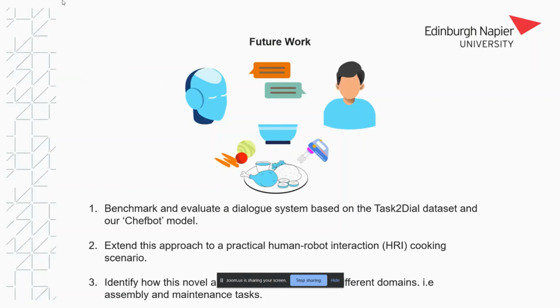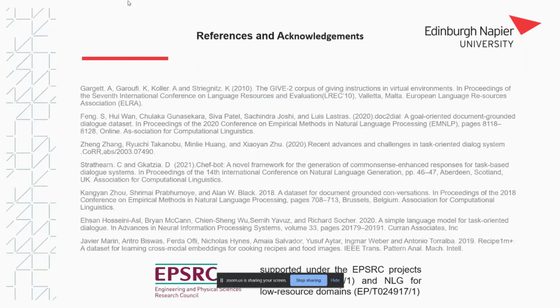For our future work, we want to benchmark and evaluate our dialogue system in what we call the ChefBot model, which is our API. We want to extend this approach into a practical human-robot interaction (HRI) cooking scenario, so we actually use the dataset and a model within a real cooking scenario. And then we want to also identify how this can be used in different domains, such as assembly and maintenance tasks. So that's our references and acknowledgements.